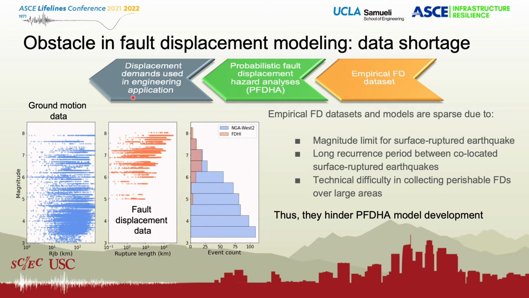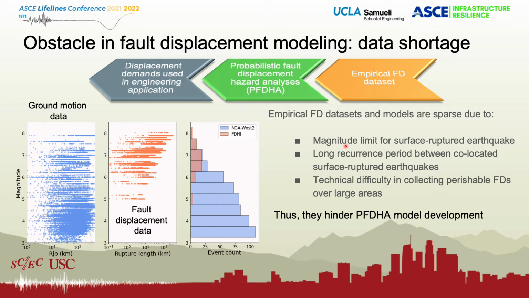Displacement demands used in engineered design are usually defined by using probabilistic fault displacement hazard analysis (PFDA), that is based on the empirical fault displacement dataset. Compared to ground motion dataset in NGA-West2, the PFDA models are sparse and poorly constrained, partially due to the scarcity of detailed fault displacement observations.